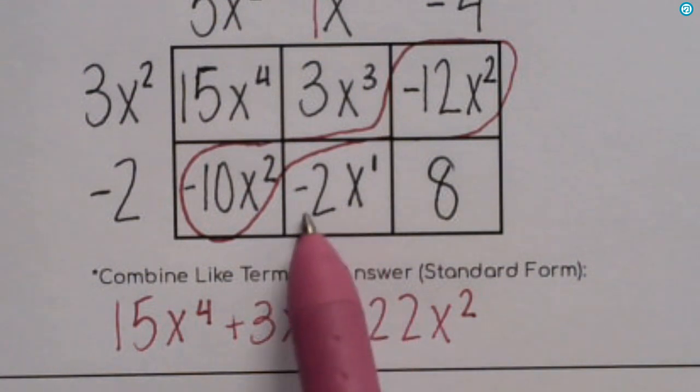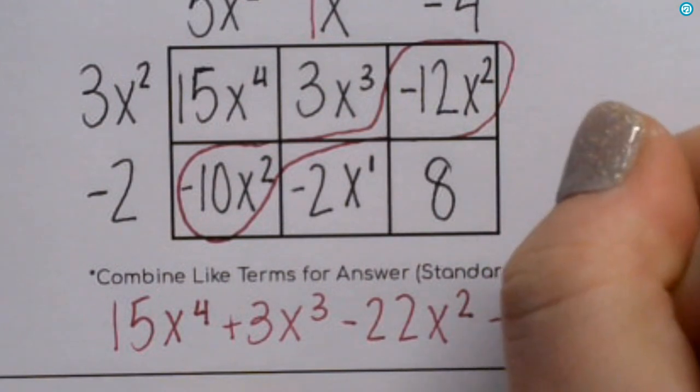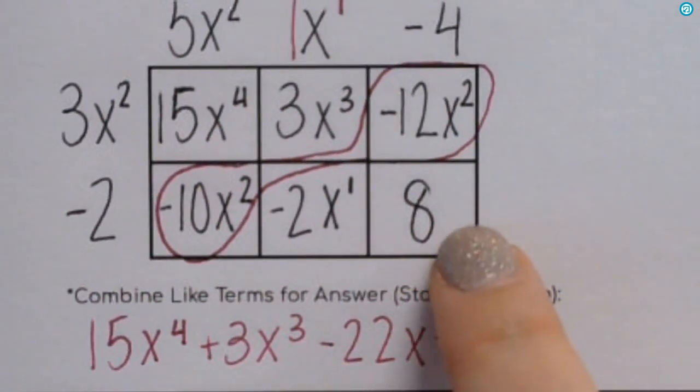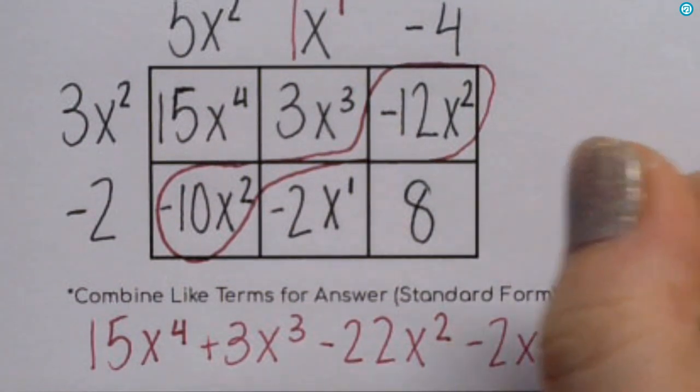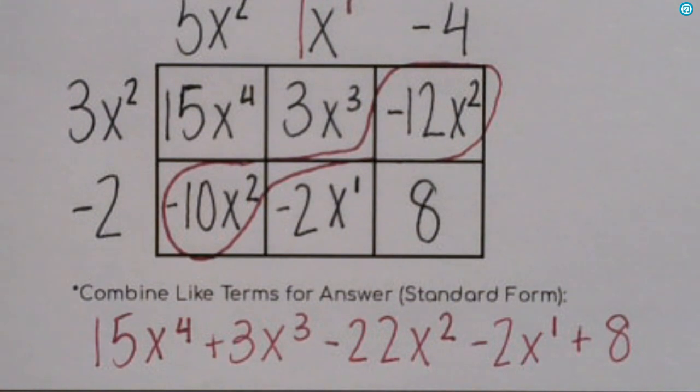And I still have my negative 2x to the first. And I still have my 8. Since it's positive, it's now plus 8. So in your boxes, if they're positive, you put a plus. If they're negative, you put a minus. All right. Any questions right now?